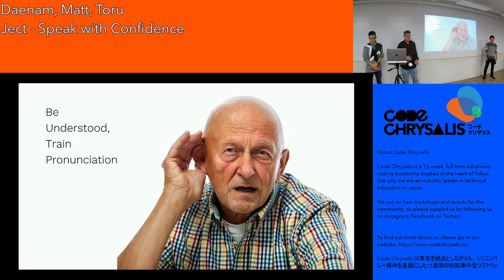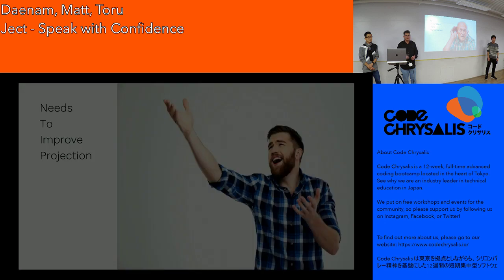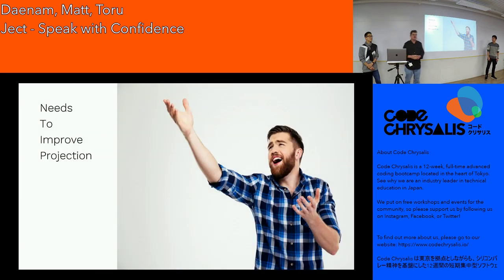How are we going to do that? We're going to help them be understood. We're going to train their pronunciation. We're going to make sure that when they speak, people understand the words that come out of their mouth. And the other thing we're going to do is improve their projection. It's no good if you're speaking clearly if the people at the back of the room can't hear you. So we're going to help him train his projection to push that voice down the back of the room.